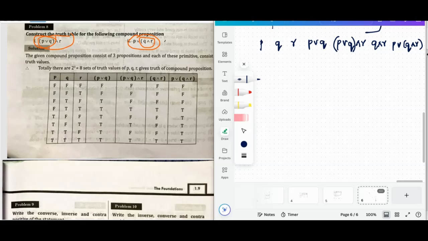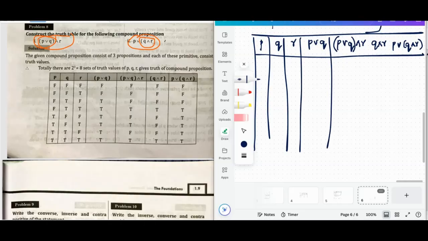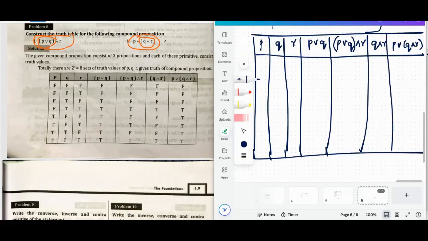So how are we going to construct the table for this? Look carefully. The construction of the truth table is like this, and you need to understand how to solve this. First you need to write the one which is in the bracket, and then you write the outside part. Might be my lines are not proper as I'm doing it on the board, you need to adjust a little.